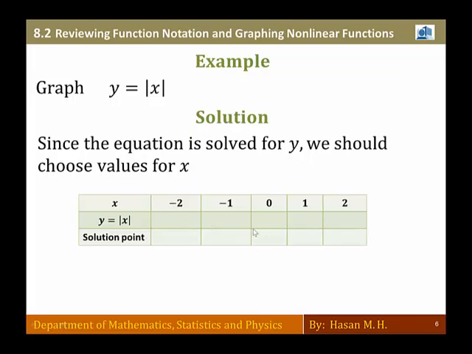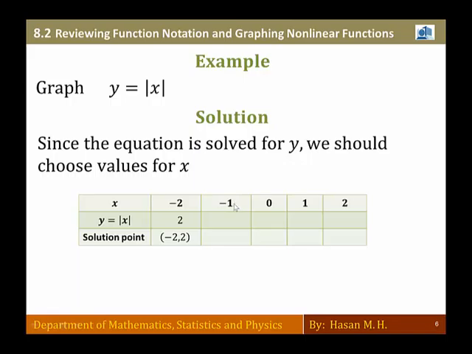To find the y values, since y equals the absolute value of x, substitute negative 2 for x. y equals the absolute value of negative 2. The absolute value of negative 2 is 2. So y equals 2. And the solution point is negative 2 and 2.